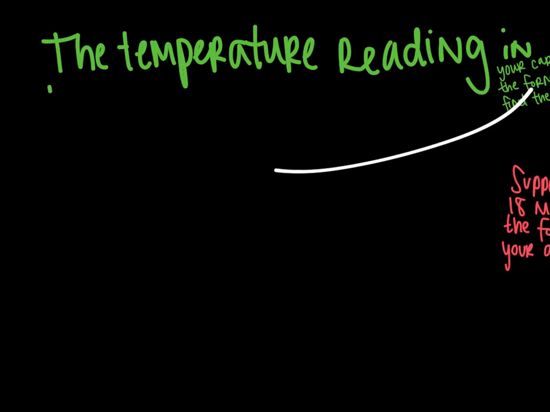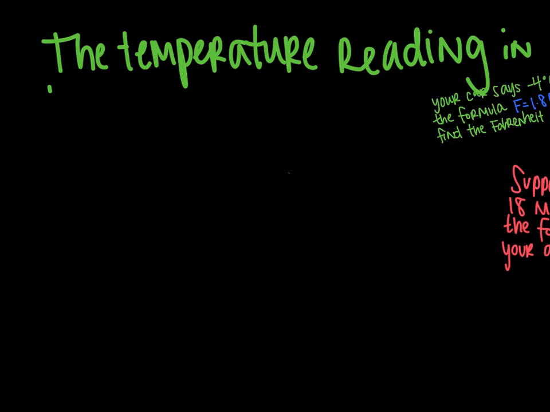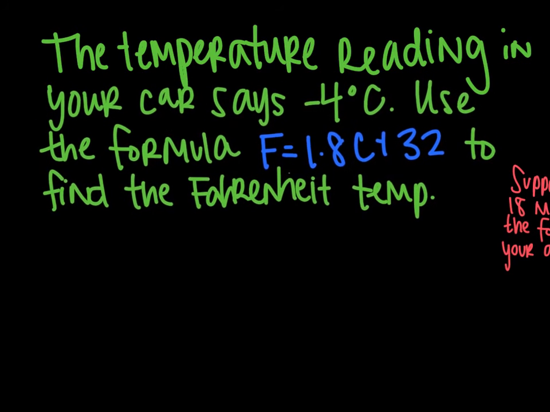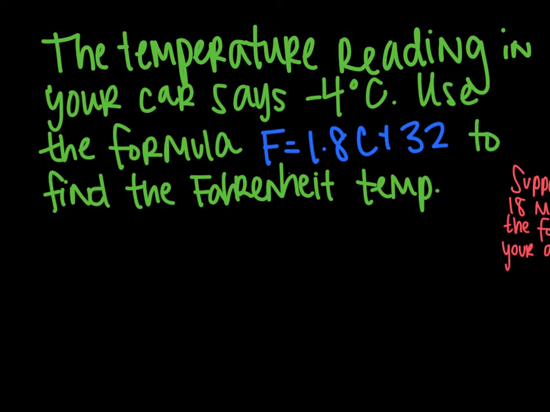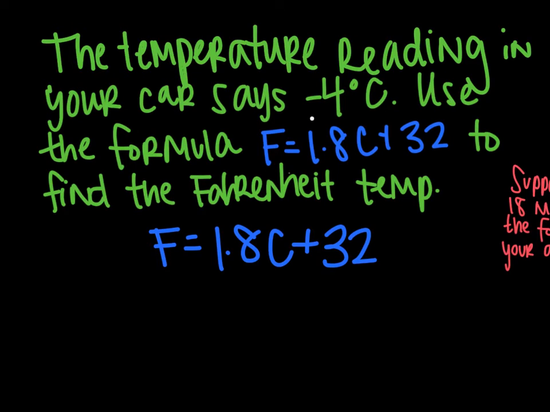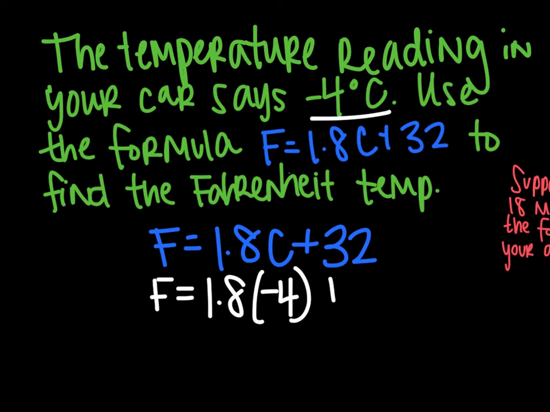All right, problem number 2 for you: the temperature reading in your car says -4 degrees Celsius. Use the formula F equals 1.8 C plus 32 to find the Fahrenheit temperature. So again, you're going to use that formula, F equals 1.8 C plus 32, and you're going to plug in what you know. I know it's -4 degrees Celsius, so I'm going to put that number in and then follow order of operations.